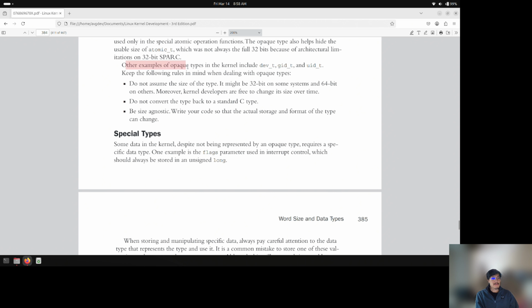Other examples of opaque types in the kernel include dev_t, gid_t, and uid_t. Keep the following rules in mind when dealing with opaque types. Do not assume the size of the type. It might be 32-bit on some systems and 64-bit on others. Moreover, kernel developers are free to change the size over time. Do not convert the type back to the standard C type, and be size agnostic. Write your code so that the actual storage and format of the type can change.